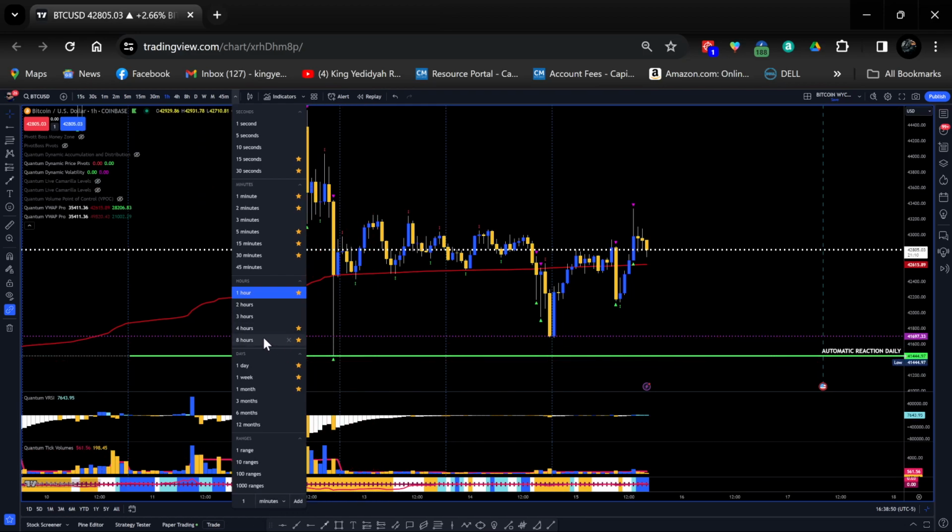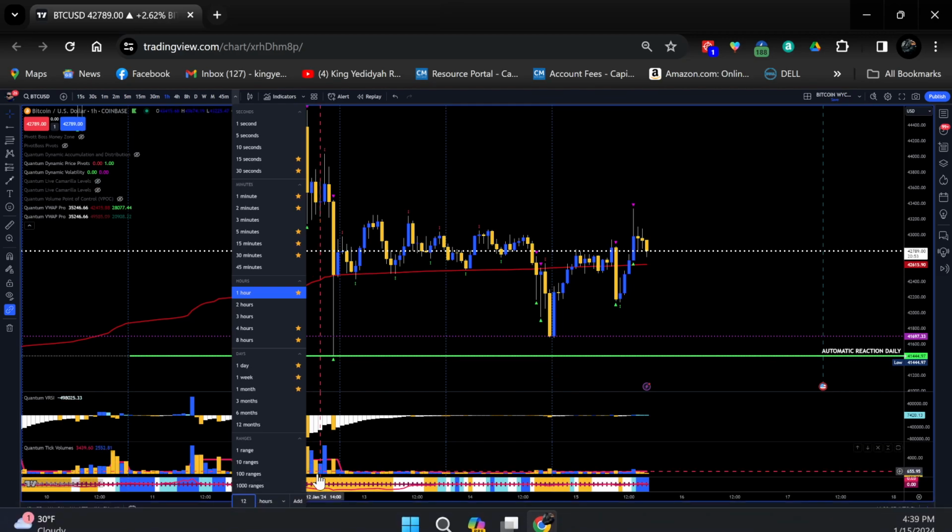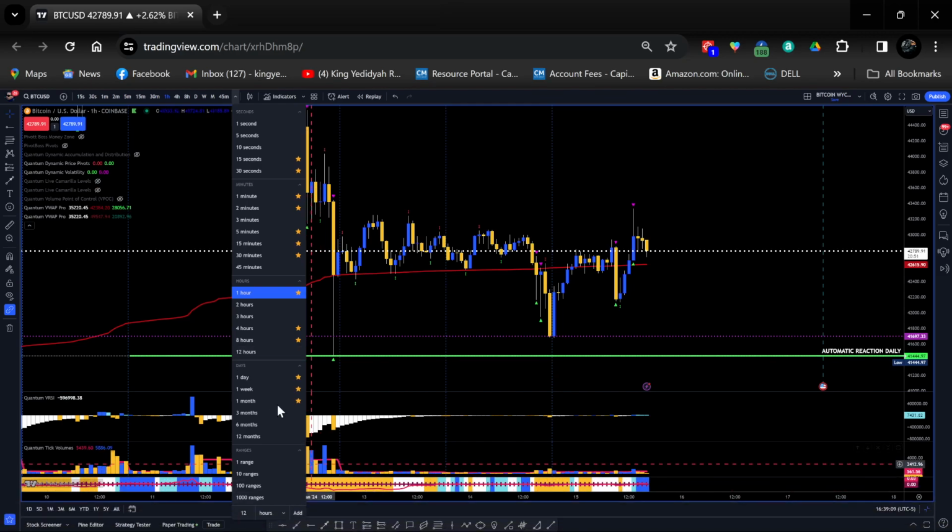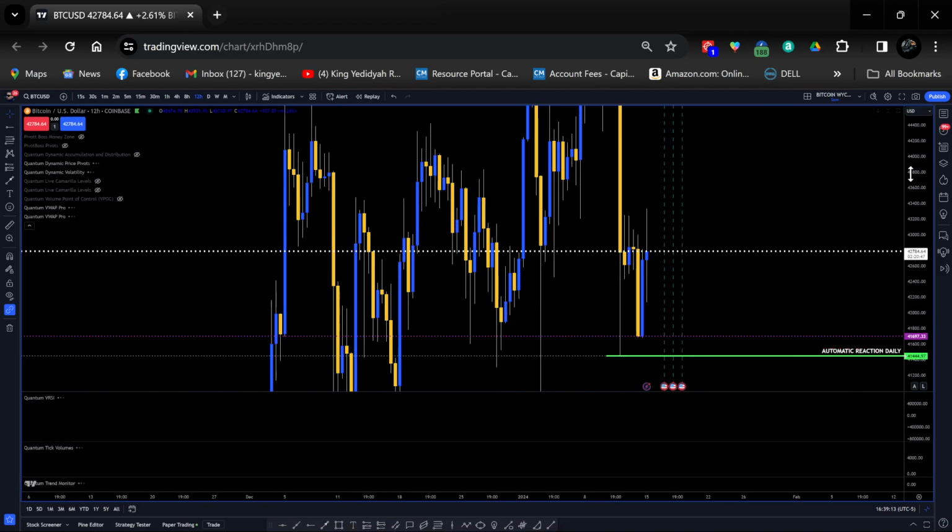I don't have that option. I only have up to eight hours. You could add it at the bottom where it says minutes. Click on minutes and change that to hours, and then click on the one and change it to 12, and then click add, and if you favorite it, it'll come up on your chart as an option. Yeah, there you go. Okay, got it.